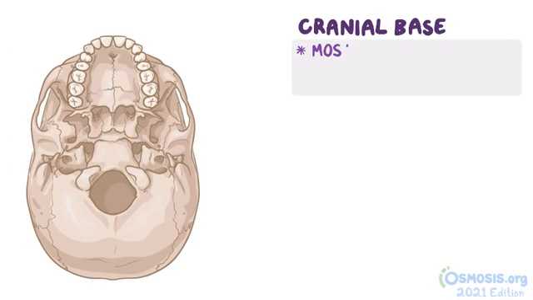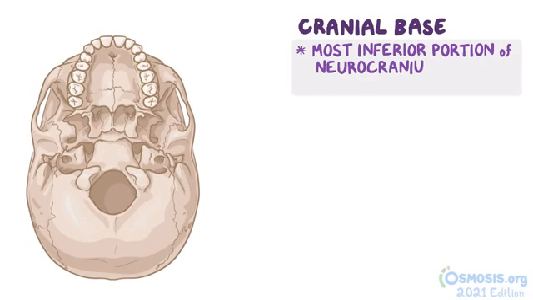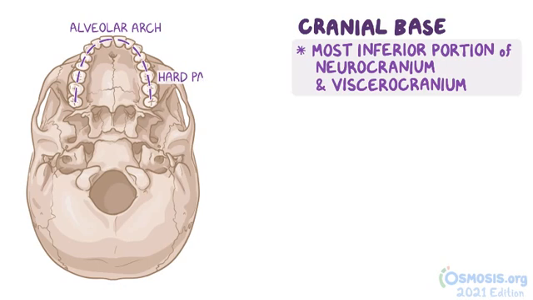Alright, as a quick recap, the cranial base is the most inferior portion of the neurocranium and viscerocranium, excluding the mandible. In the most anterior part of the cranial base, there are the alveolar arch and the hard palate. In the middle of the cranial base, we can see the vomer in the midline and the sphenoid bone laterally.